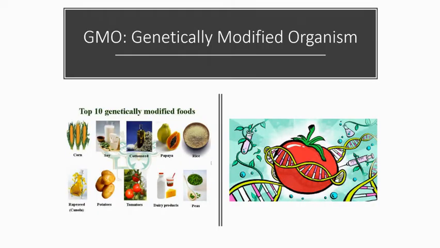Now, one issue that's tied to pesticides actually is genetically modified organisms. So we're going to do a quick detour into that and then come back to pesticides. So genetically modified foods, of course, are plants or crops that have been modified by humans. So the top 10 you can see here. Of course, corn and soy are at the top, but then other ones, potatoes, tomatoes, dairy products, right, have been all genetically modified.